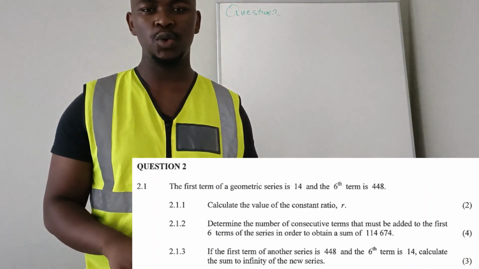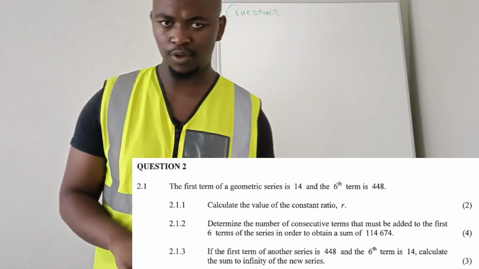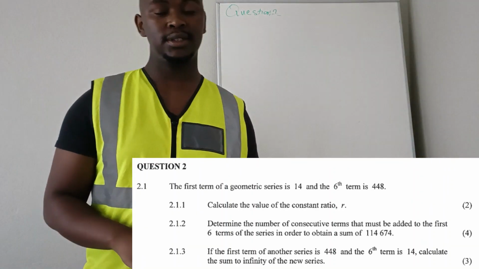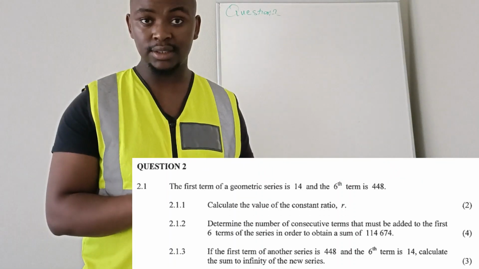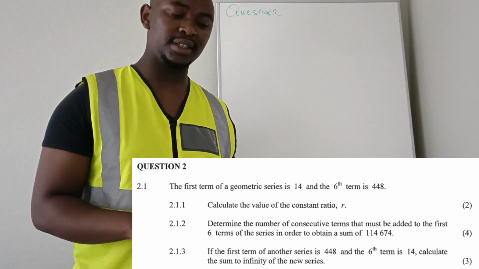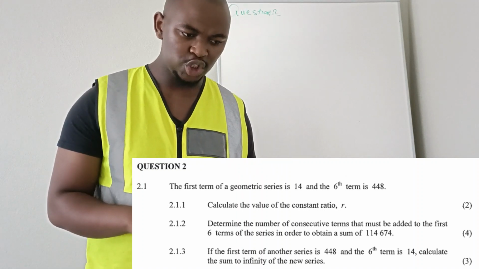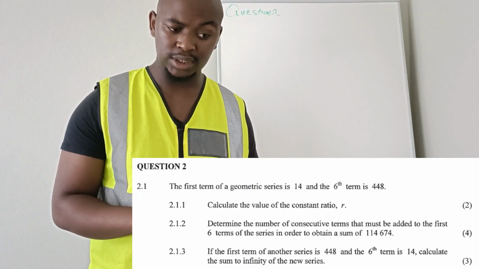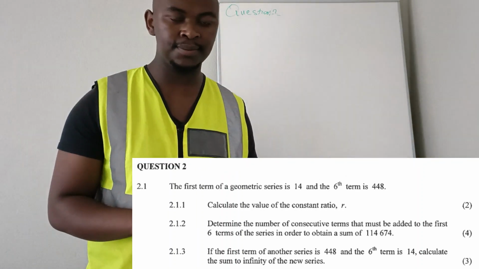Today we're going to have a look at the grade 12 November question paper for mathematics paper 1. This is 2022. That is, we're going to have a look at question 2, and the statement of question 2 reads as follows. The first term of a geometric series is 14 and the sixth term is 448.